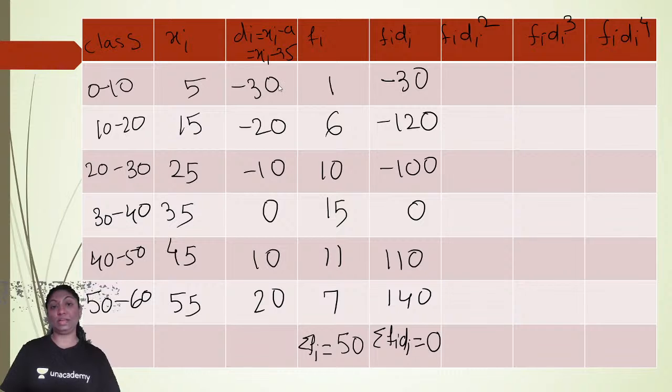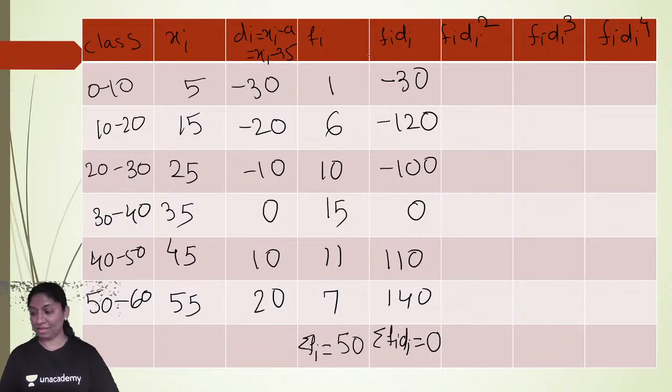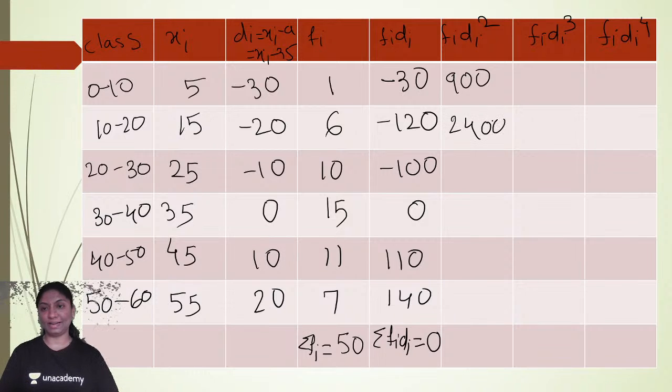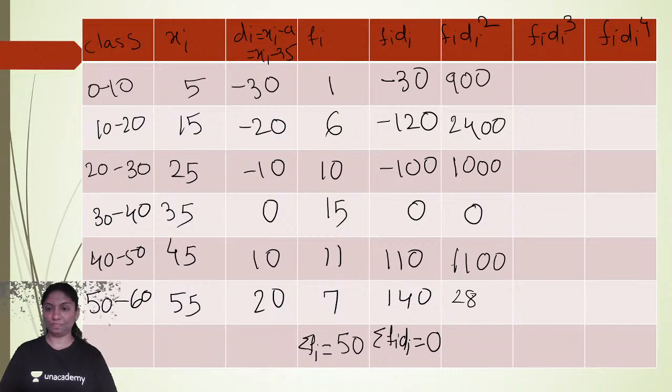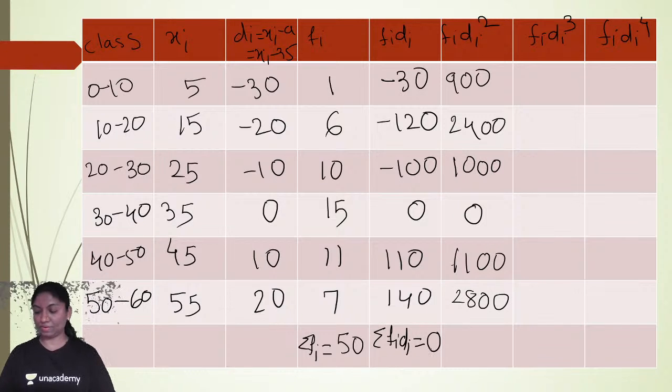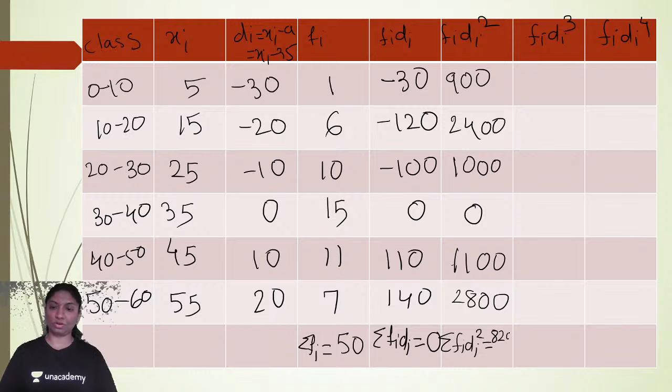fi di square, अभी di का square करना है. Okay, so ये value बहुत बड़ी हो जाएगी. fi di square you will get 900, then 2400. I am directly writing here because already I calculated this. 0, 1100, 1100, 2800. This is our fi di square. So summation of fi di square is equal to 8200. You can cross verify. Now fi di cube.